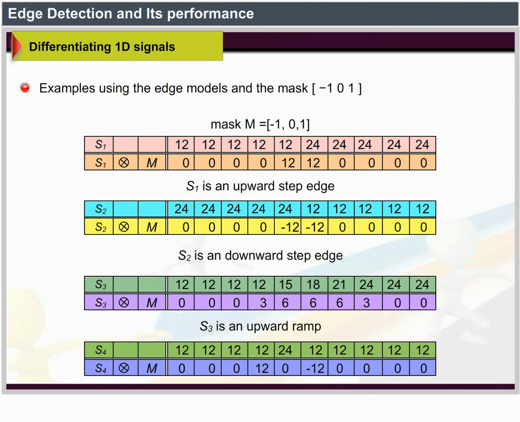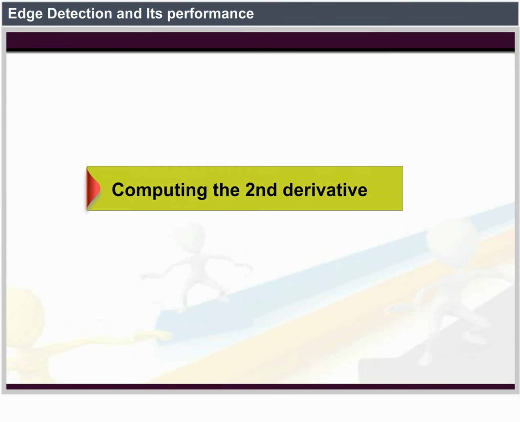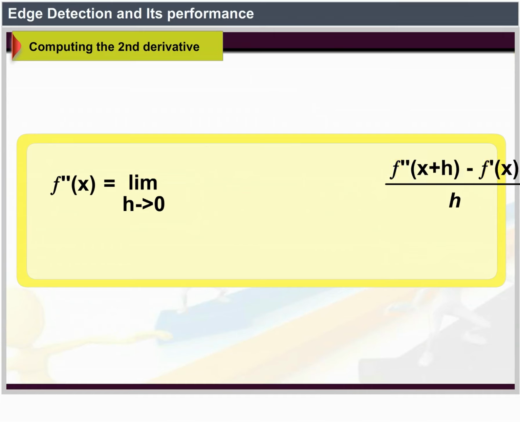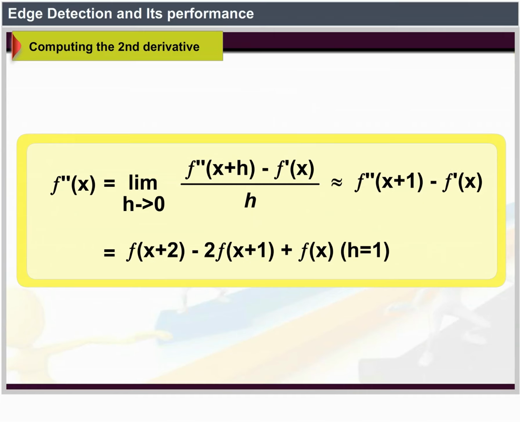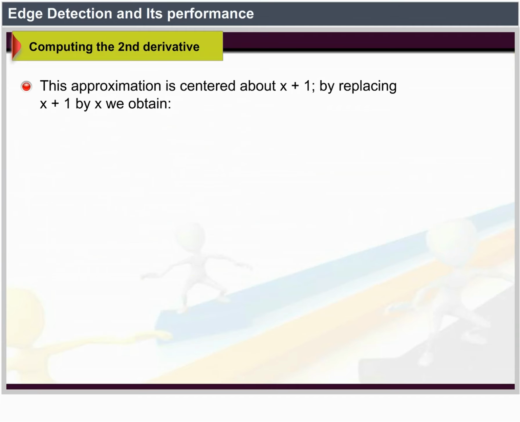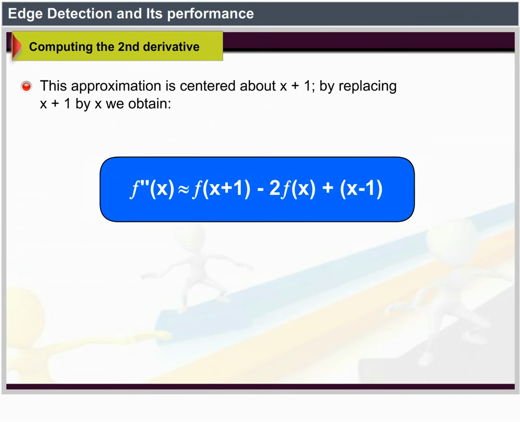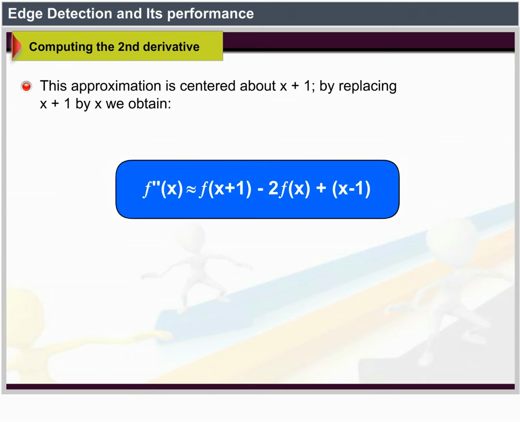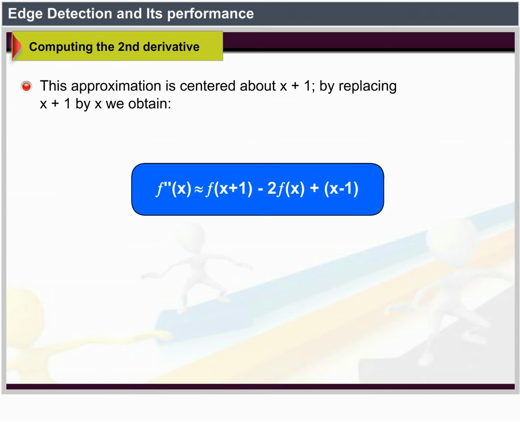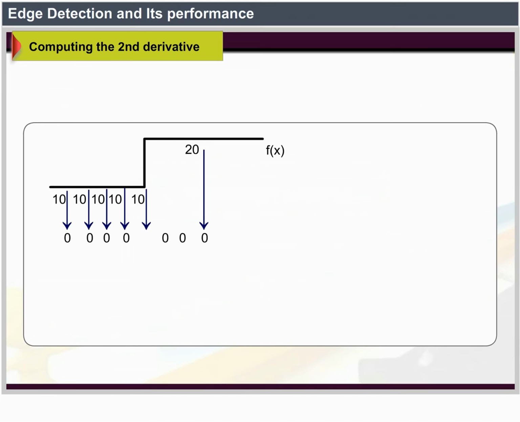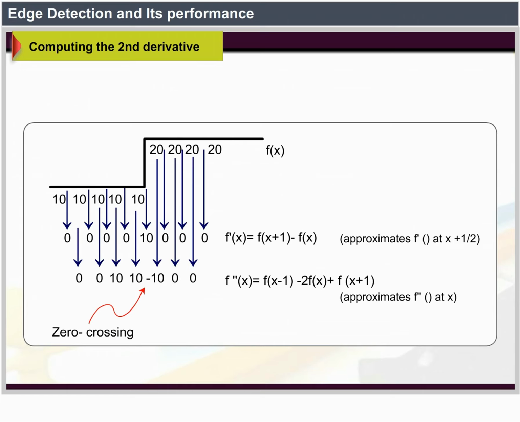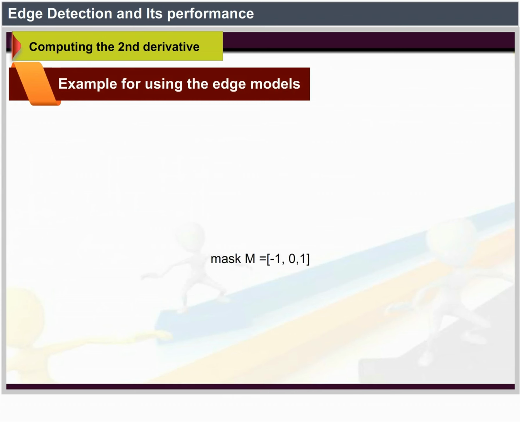Computing the second derivative. The equation is seen on the screen. This approximation is centered about x plus 1. By replacing x plus 1 by x, we obtain a different set of equations. We will now see an example using the edge models.